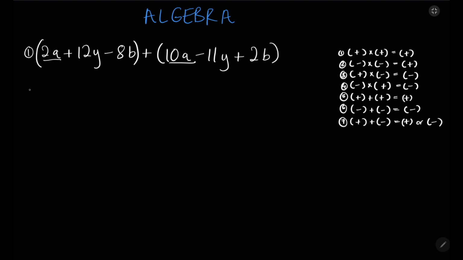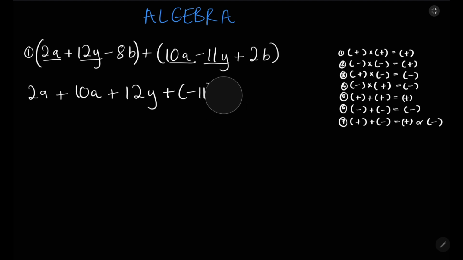Okay, so you can write it here, 2a plus 10a. We have plus 12y, excuse me. Do you have another like term? You have y, you have minus 11y. You have y and y, so those are like terms. You will say 12 minus 11, which is plus 12y plus, in a bracket, minus 11y, excuse me.